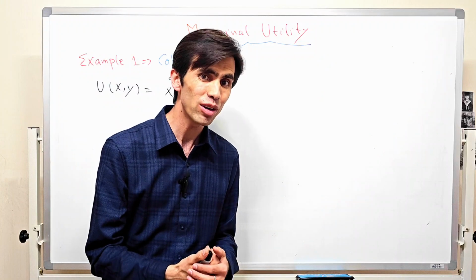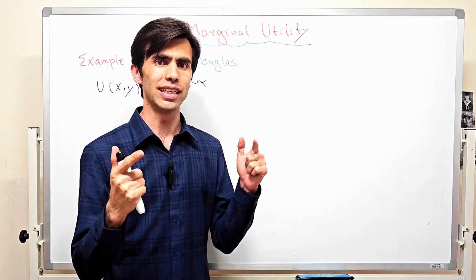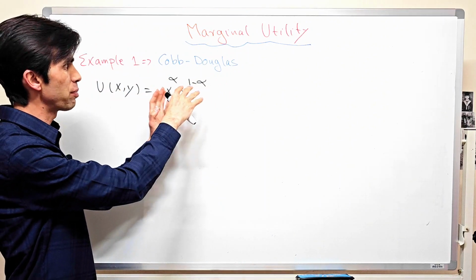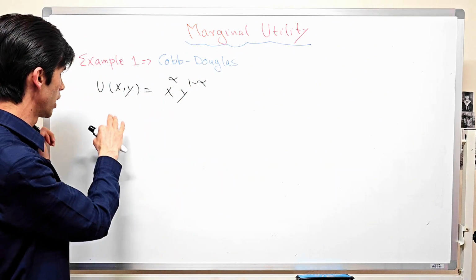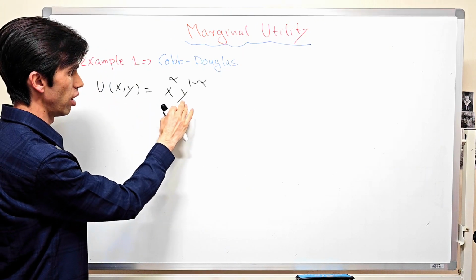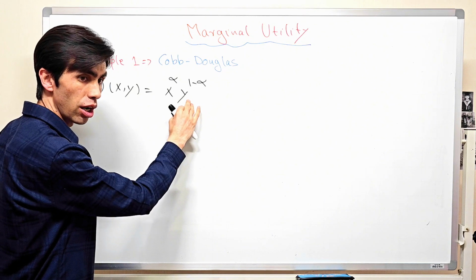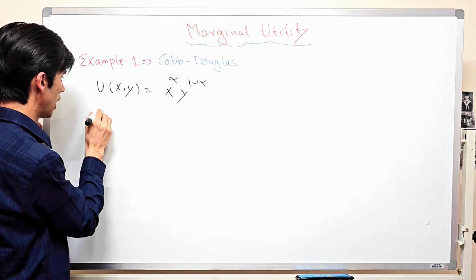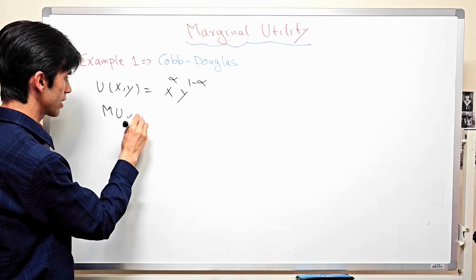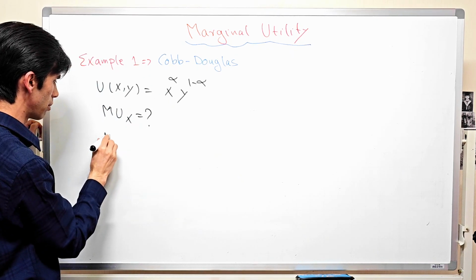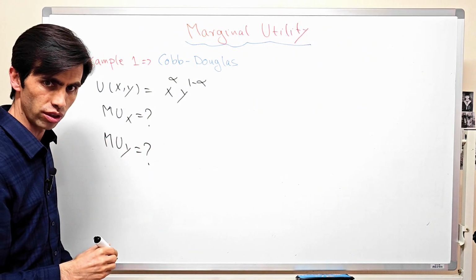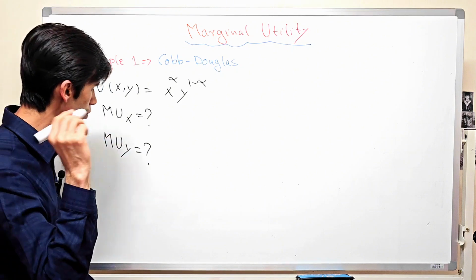Welcome back, guys. And now let's solve our first questions related to the marginal utility by having a very common and typical Cobb-Douglas utility function, which is u(x,y) equal to x to the power of alpha, y to the power of 1 minus alpha. So now let's find out the marginal utility of x and also the marginal utility of y.